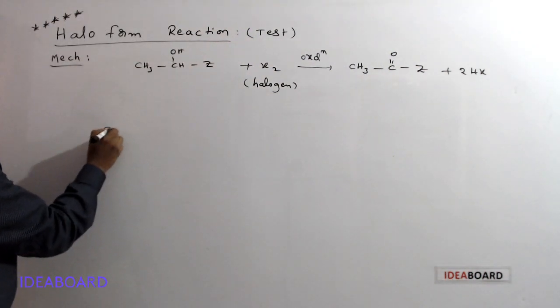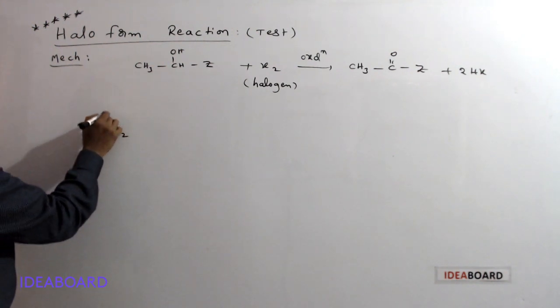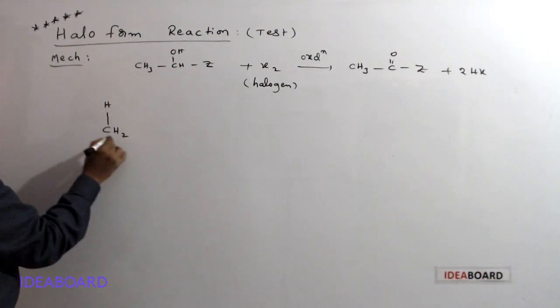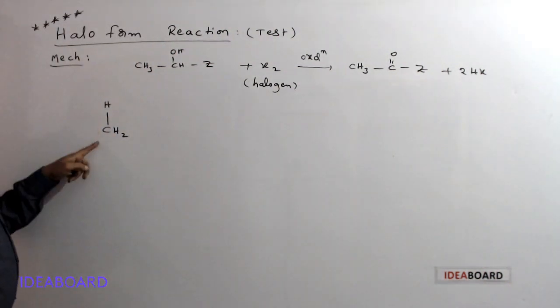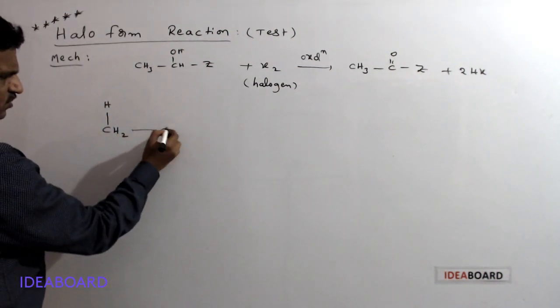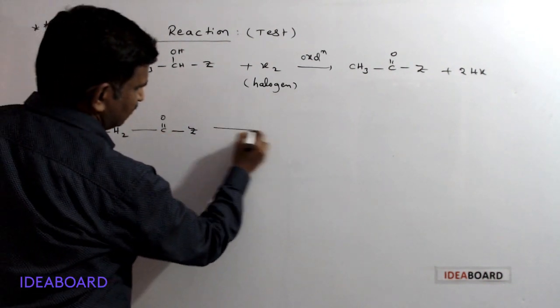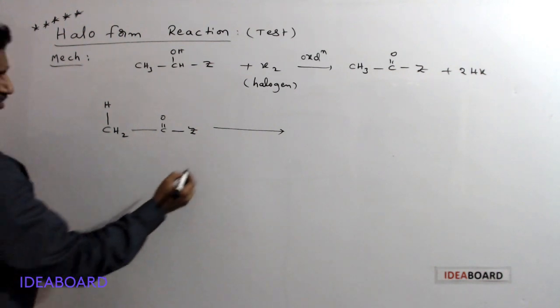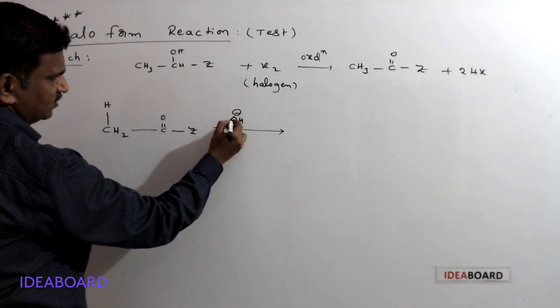Next we are taking the methyl keto system. Please see here, I am writing one hydrogen separately. This is CH3, this is CH3, and next C double bond O, Z is present. Now what attacks is the OH minus group from the base.